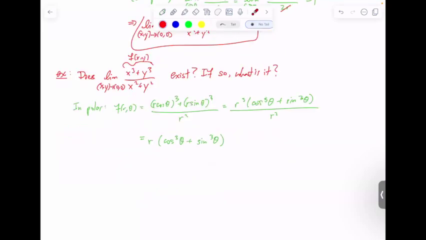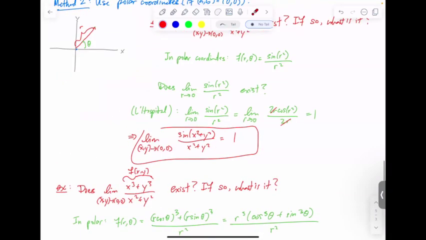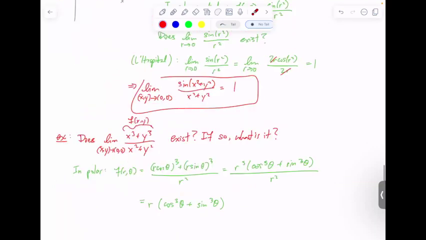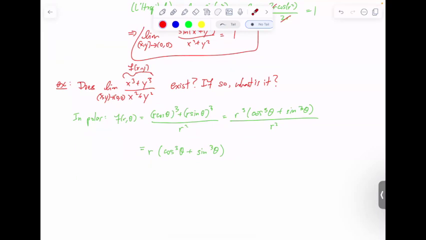Technically, there is still a dependency on theta here, which might concern you, because in the earlier example there was absolutely no dependency on theta. Whatever path you came in at, you could write your path in r and theta coordinates, and it just completely did not pick up what theta is. In this case, that's not quite true, but you do know that you could kind of squeeze this thing.